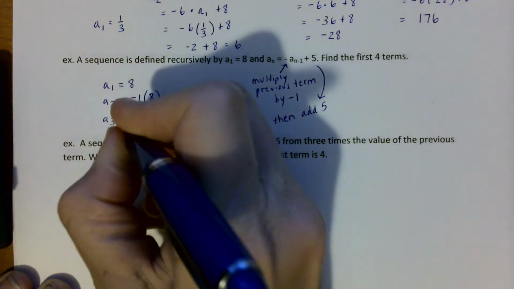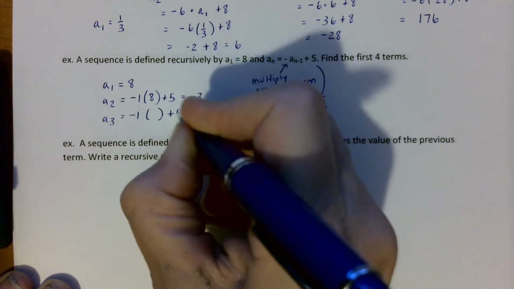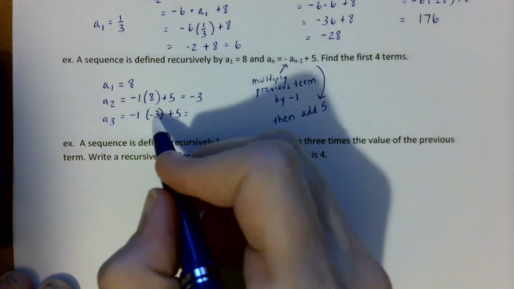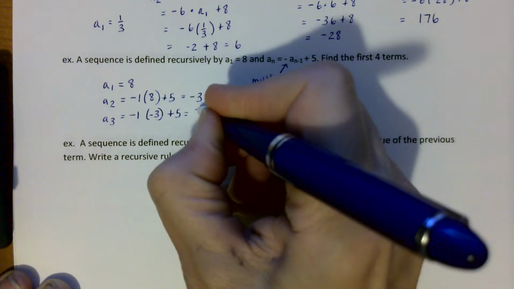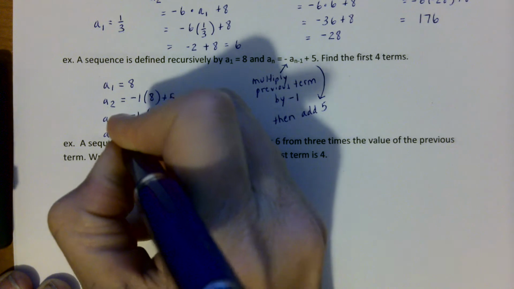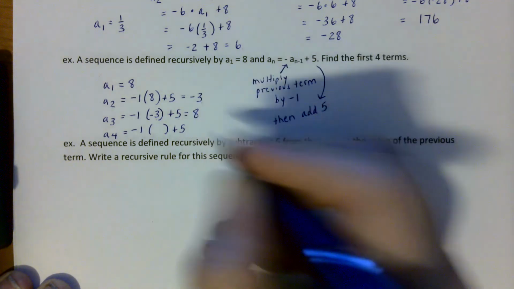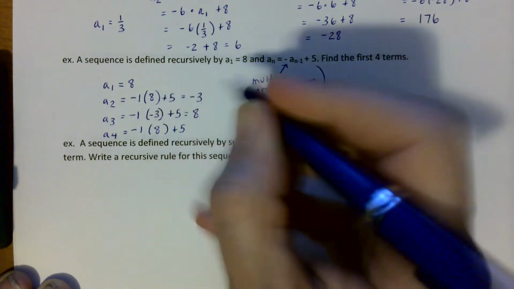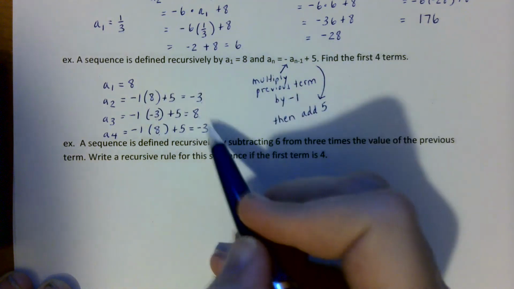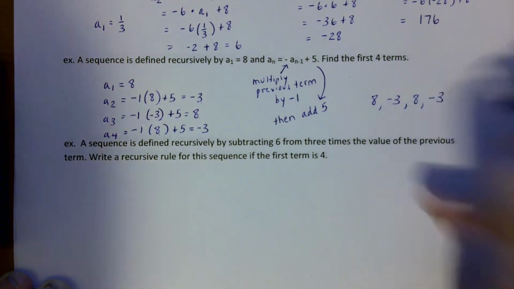Our third term, we multiply our previous term by negative 1 and add 5. Our previous term value is negative 3. Negative 1 times negative 3 is a positive 3, plus 5 is 8. I think you've seen the pattern, but let's just make sure. Our fourth term, we multiply our previous term by negative 1 and add 5. Our previous term was 8. Negative 1 times 8 is negative 8, plus 5 is negative 3. And these would be the first four terms of our sequence.